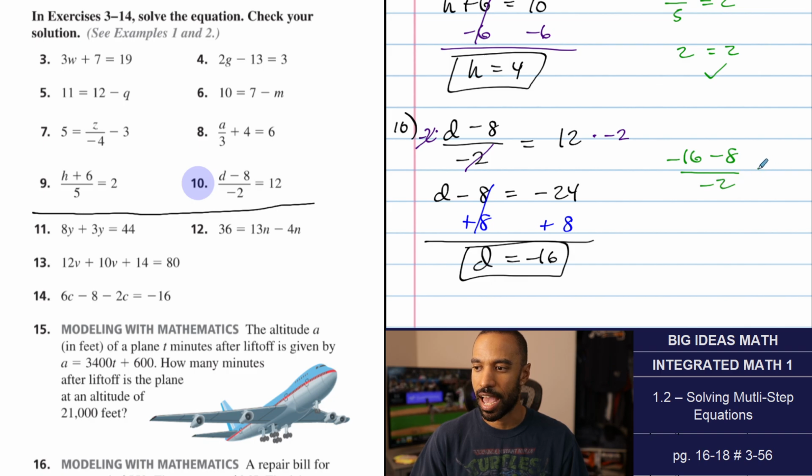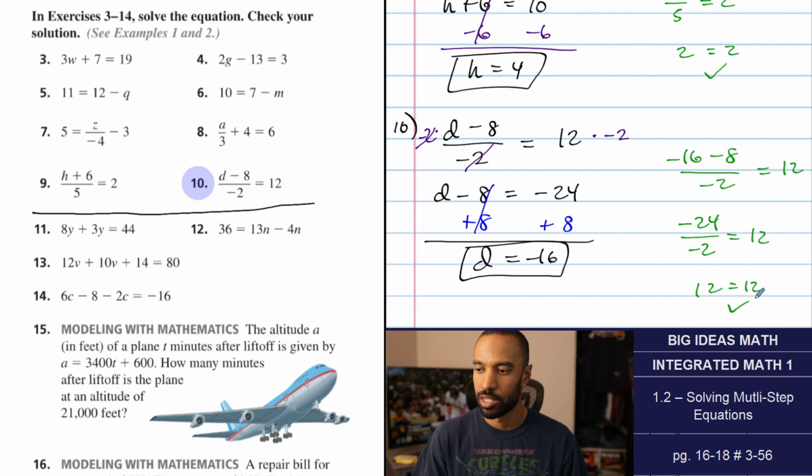Want to check it? Lots of negatives on this side. How could it possibly turn into this 12? Well, negative 16 minus 8 is negative 24. And a negative divided by negative is a positive. You do get 12 equals 12.